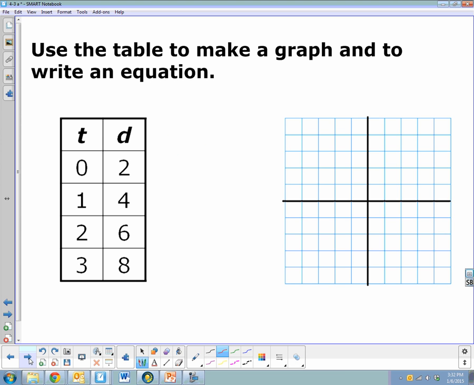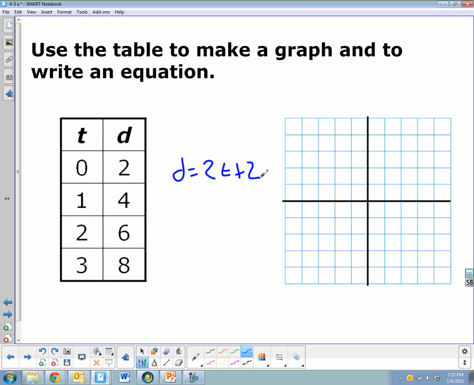Pause it. Try this one on your own. I'm assuming you paused it. So we're going to make an equation, and we're going to make a graph. Okay, sorry, I should have this ready. It should be, yeah, d equals 2t plus 2. And again, if you didn't get that equation, click on the link and see the explanation.